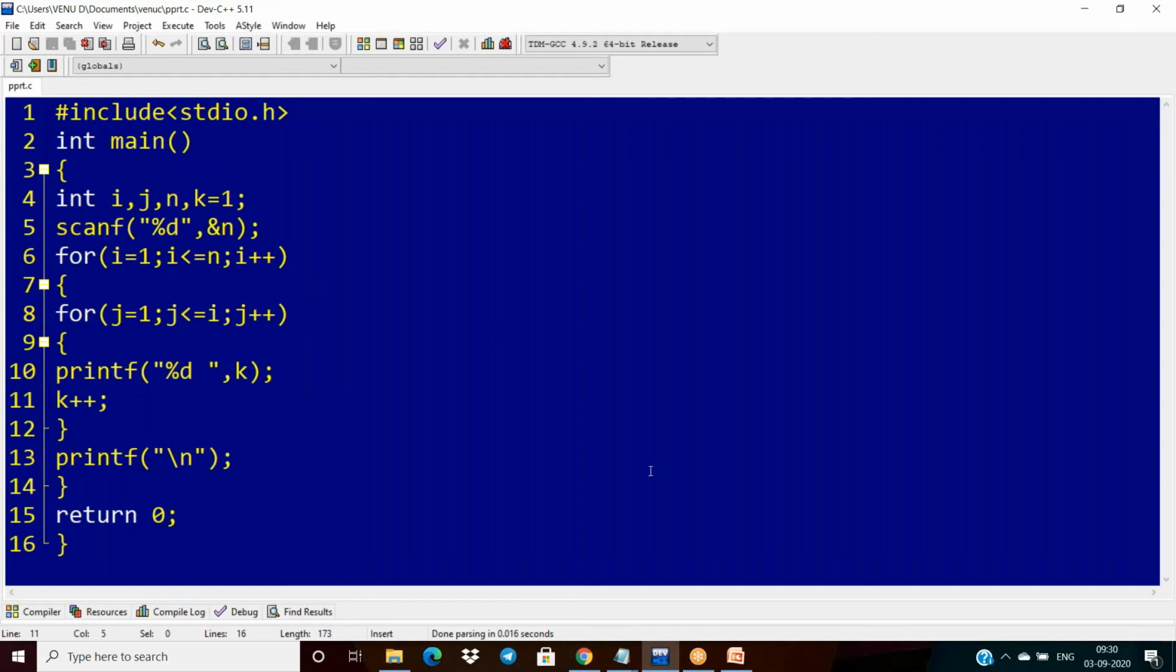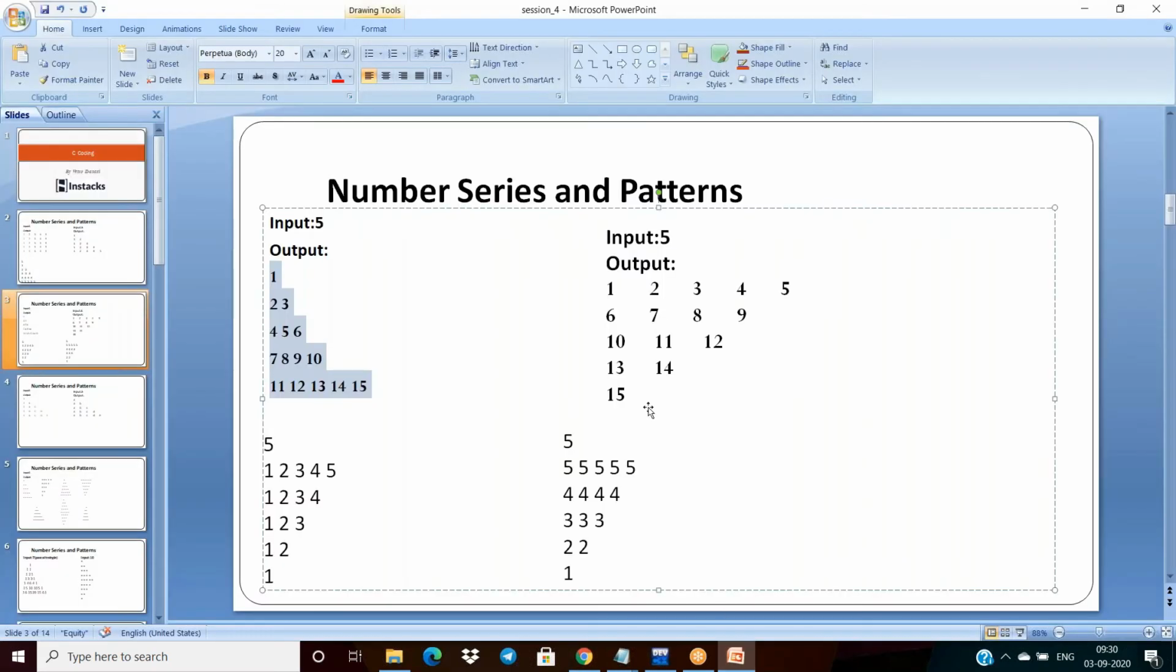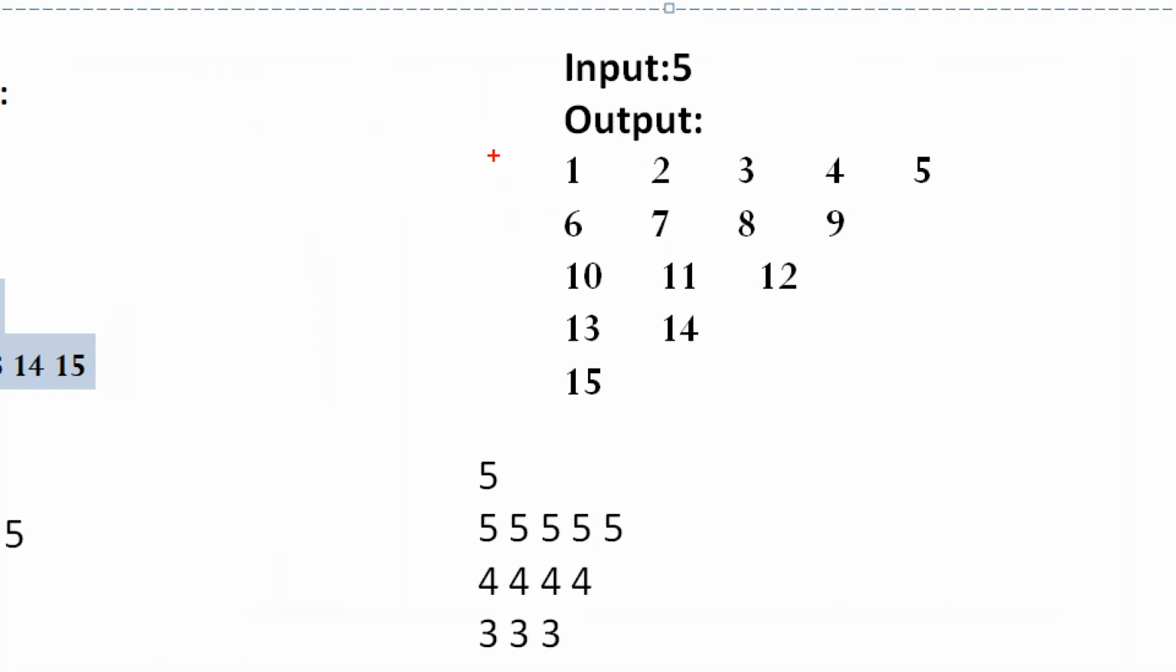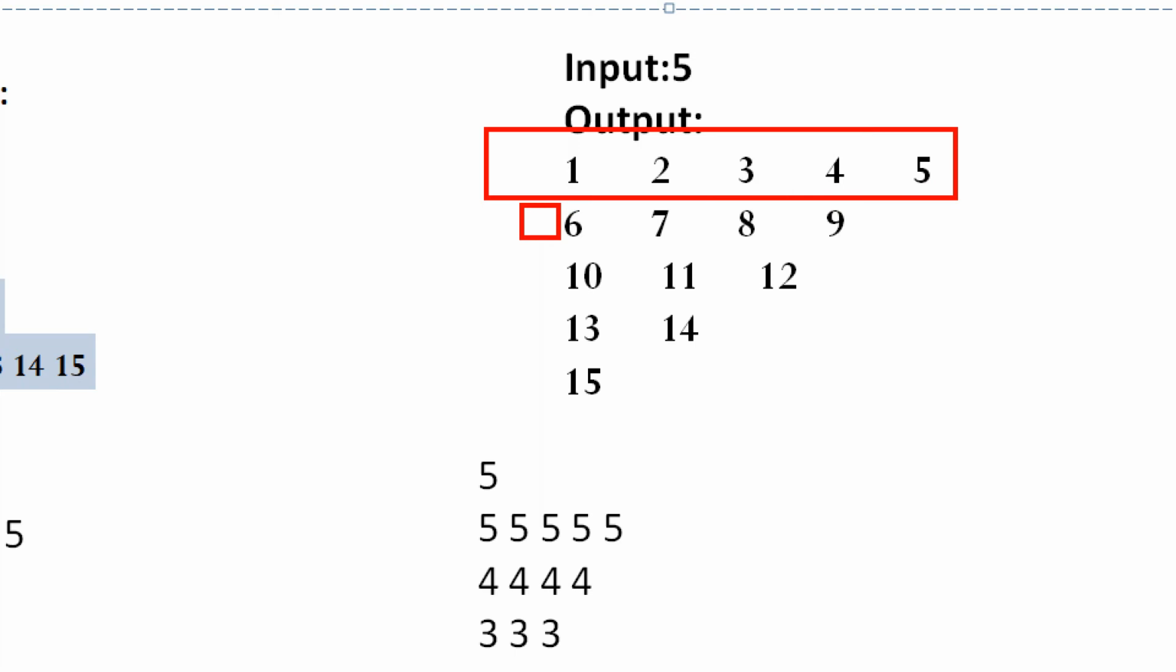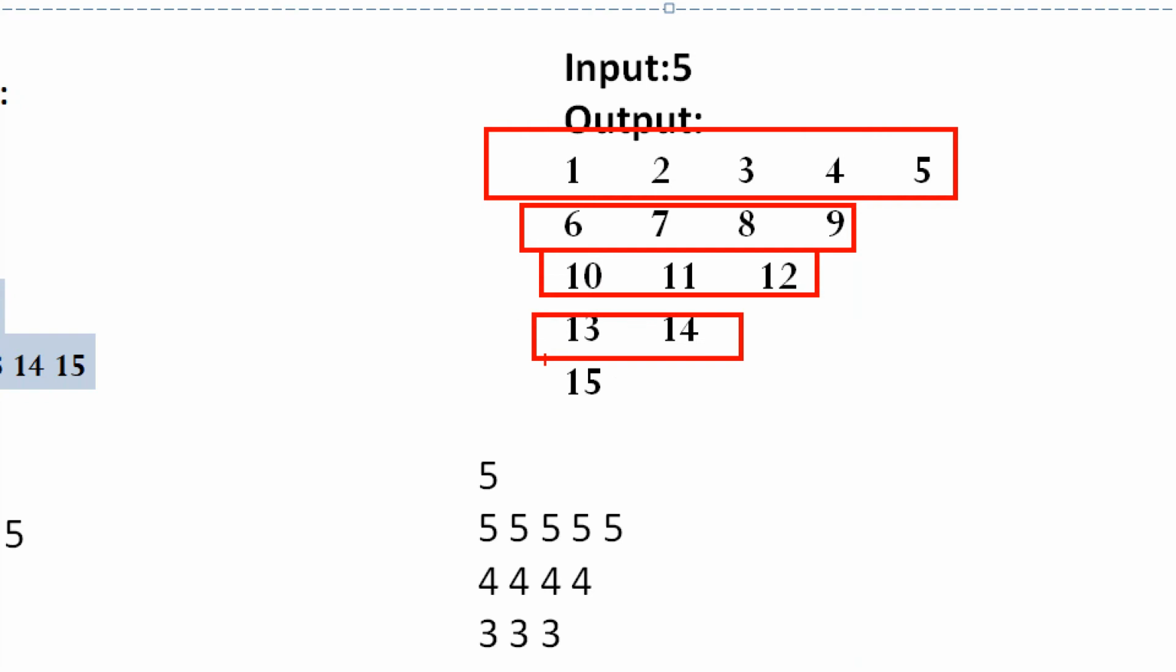Okay. And then I want to give one task for you here. See, I want to get the patterns like this. First of all, I want to print 1, 2, 3, 4, 5, 6, 7, 8, 9, 10, 11, 12, 13, 14, 15. So first time 5 numbers, second time 4 numbers. Like the counting, the numbers are decremented from 5 to 1.